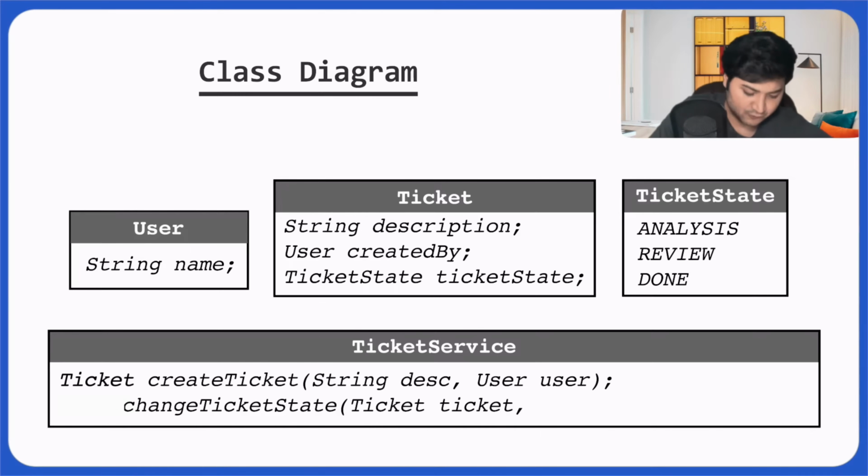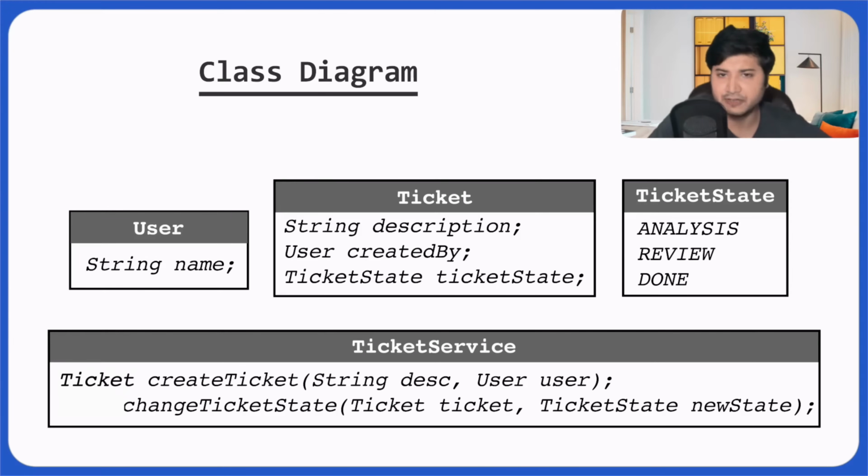And the other thing would be, what would be the new state you want to transition it into? Ticket state, new state. What could be the return type? I think void would also do, boolean would also do, right? Depending on what the requirement is. So if the front end wants to show some sort of error message, we can return a boolean. Otherwise void would also do.